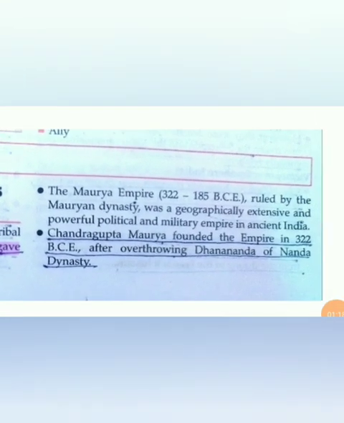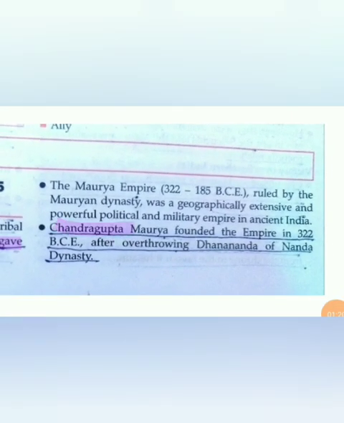Chandragupta Maurya founded the Mauryan Empire in 322 BCE after overthrowing Dhananand of the Nanda dynasty. So this is very important. Who was the last ruler of the Nanda dynasty whom Chandragupta Maurya overthrew? It was Dhananand.